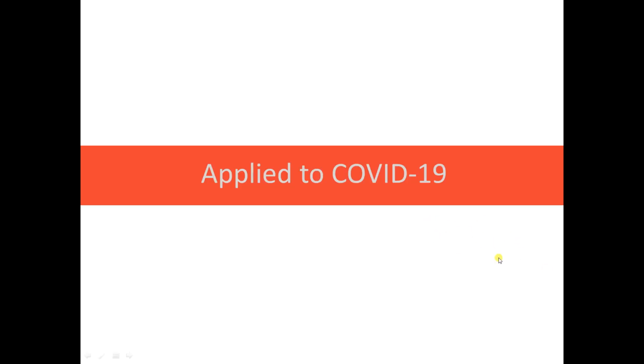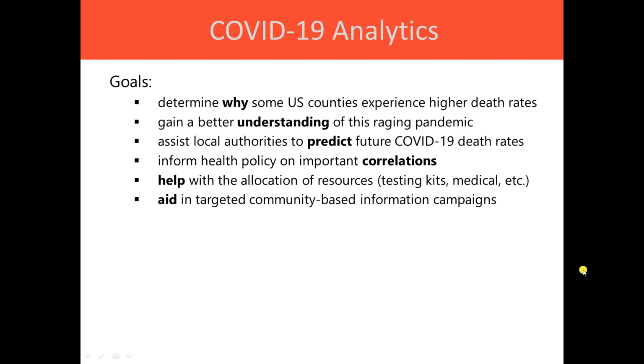So let's talk about this concept as applied to COVID-19. The goals here are to determine why some US counties experience a higher death rate. You want to know why that is, gain a better understanding of how this pandemic can happen, and what actually encourages it. Then assist local authorities to predict where the future COVID-19 death rates might be, in what county, and inform health policy on important correlations. Correlations really drive a lot of data analytics. You want to see what things are correlating with something, because then you can see trends, and you can fight it too if you can.